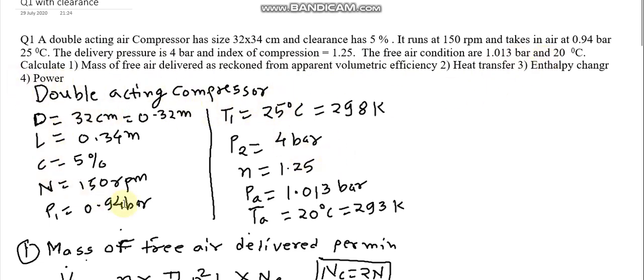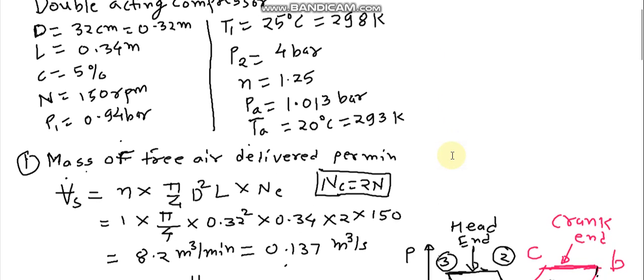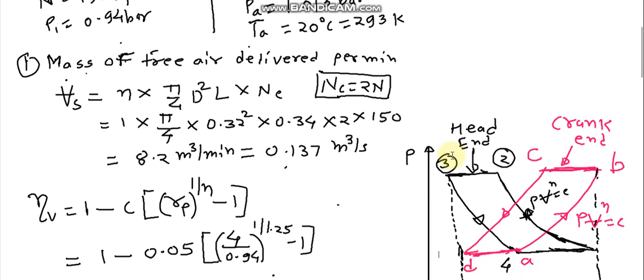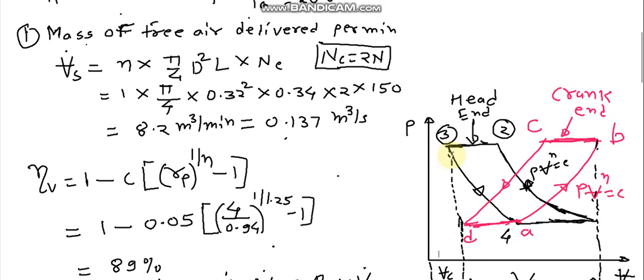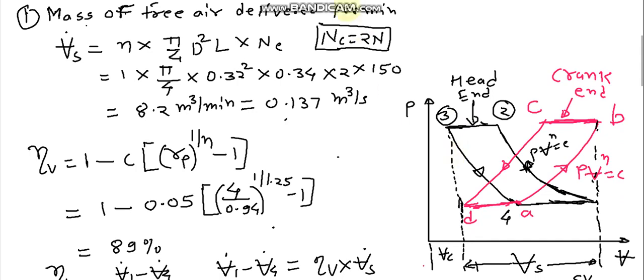For this, D, N and L are given, meaning swept volume is given, and N, P1, T1, P2, PA and TA are given. T2 can be found out from P2 by P1 using these equations. So first find out the mass of air delivered per minute.